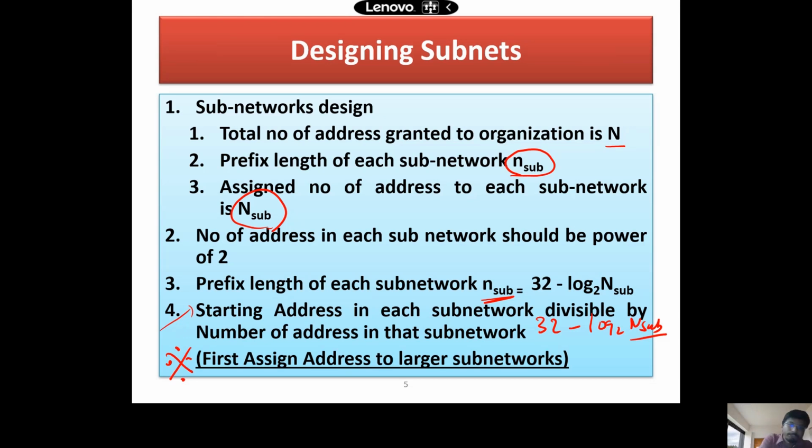Assign first to the larger subblock requirement. So 1000 addresses you first allot, right? You can allot only 1024. Then you allot 512. Then you allot 64. Don't do it by assigning addresses to the smaller first and then to the medium and then larger, right? You always assign from the larger.